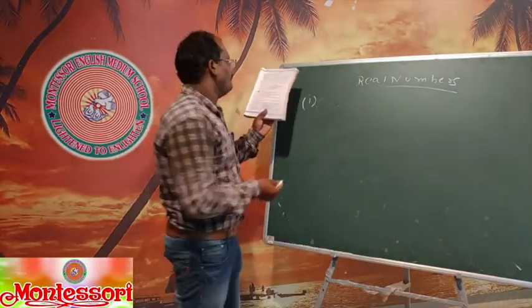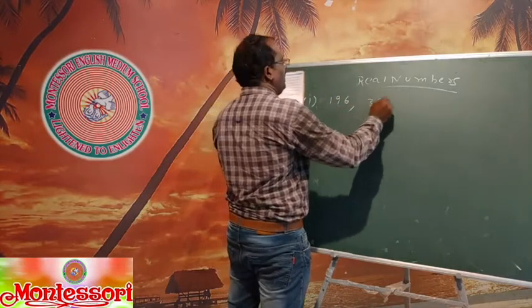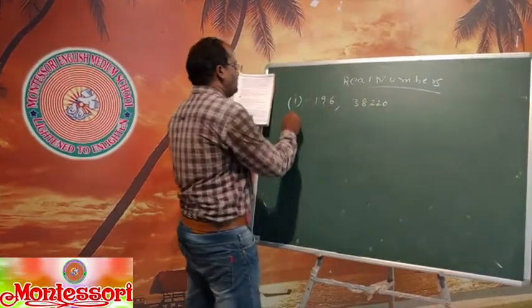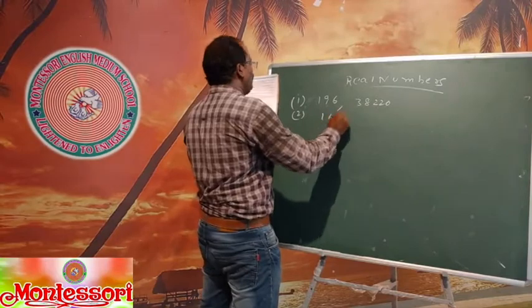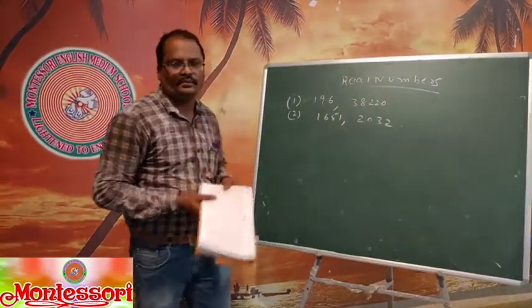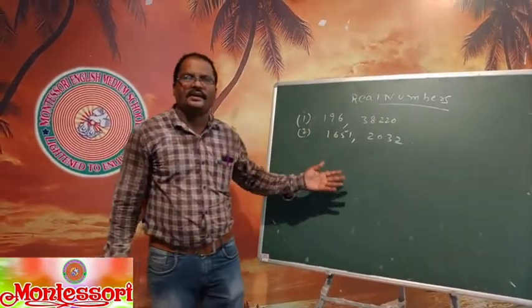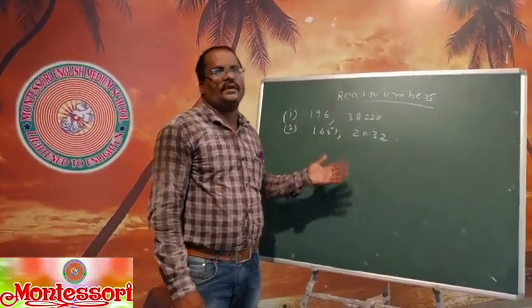I will do them here. Which questions did I give? 196 and 38220, and the second question, 1651 and 2032. These are the two questions I gave. First, I will explain the answers. Did you get them correct or not? First of all, we have to verify.